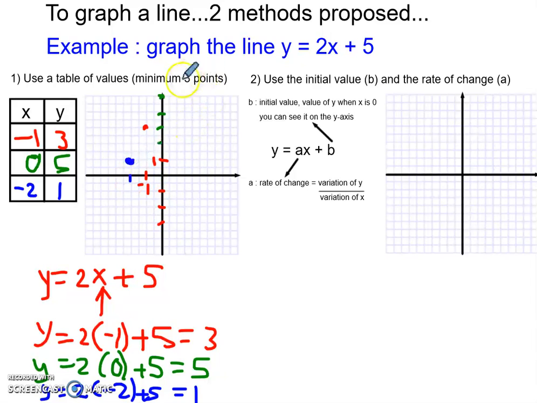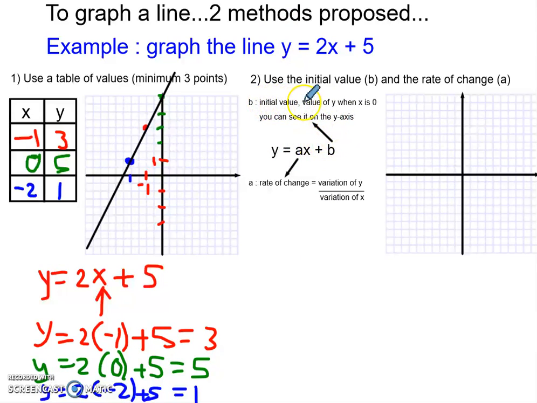And now you can see my 3 dots are on a line. So you can take your ruler and you can graph your line. So that's one way of doing it. The second way is you can use the initial value and the rate of change. So if you use the initial value and the rate of change, you have to remember that y is equal to ax plus b. b is the first thing we're going to graph.